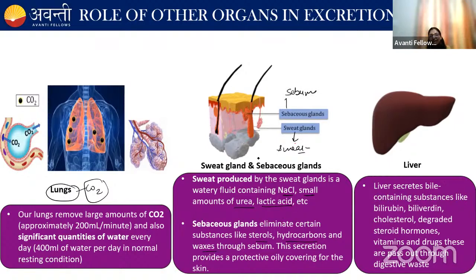So all these wastes are removed from the body in the form of sebum, sweat, and carbon dioxide. The liver also produces bile, and bile contains bilirubin and biliverdin. These are toxic pigments. The bile also contains cholesterol, degraded steroid hormones, vitamins and drugs. These are passed out through the digestive waste. Okay?